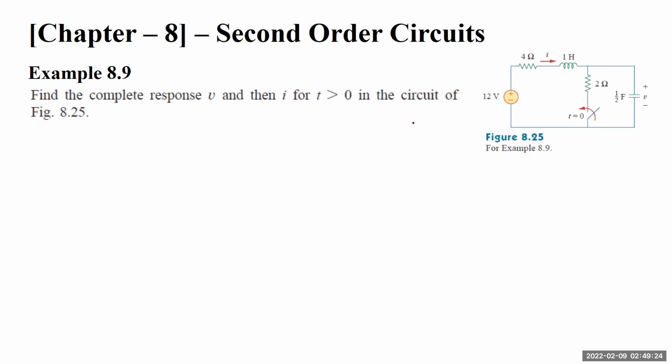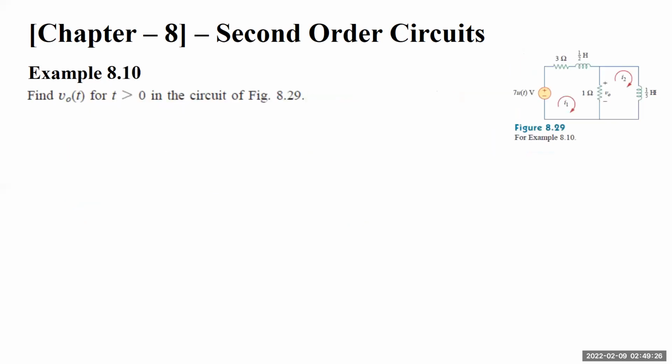So let's try to solve another question. Example 8.10 of the textbook asks us to find the value of V naught for time t greater than 0 in the circuit. So let's see how the circuit looks. In this circuit, we have a resistor of 3 ohms, and then an inductor, then another resistor, and then an inductor that's connected in parallel with that resistor.